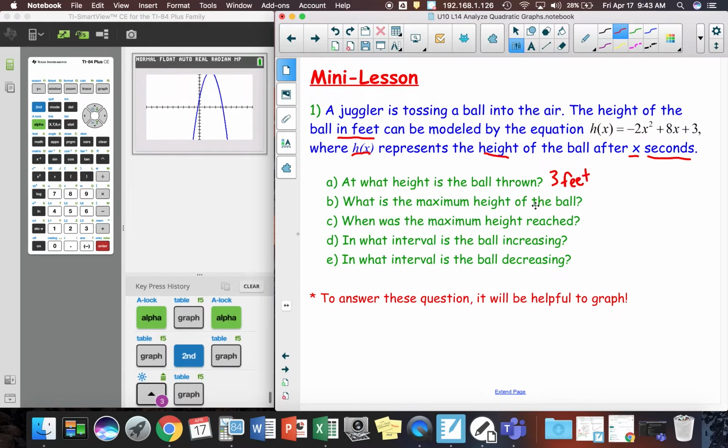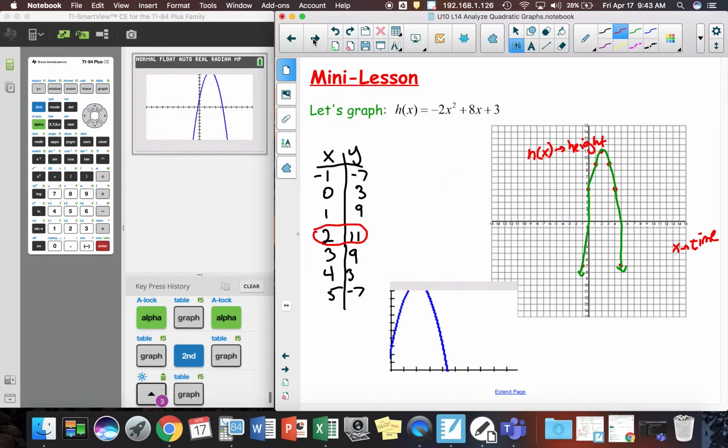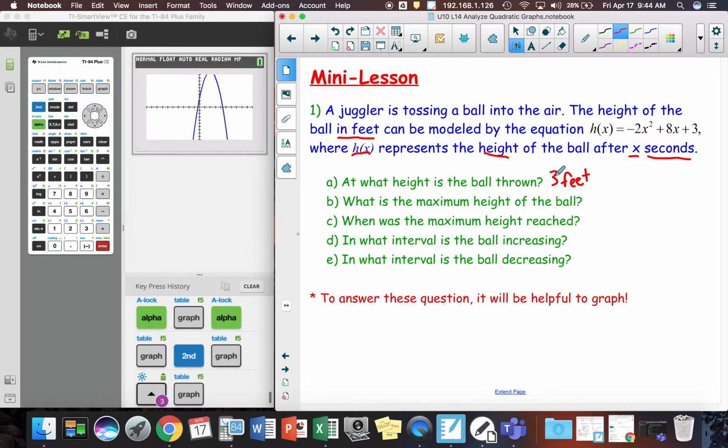It says, what is the maximum height of the ball? So the maximum height of the ball, we can't see this on this graph here because it didn't go all the way up. But it would be somewhere around here, I would assume. Right there. Luckily for our graph, we did graph it. So the maximum height, that's also our vertex right here. The maximum height is 11 feet. Right? So remember the y-axis, 11. So the maximum height is 11 feet.